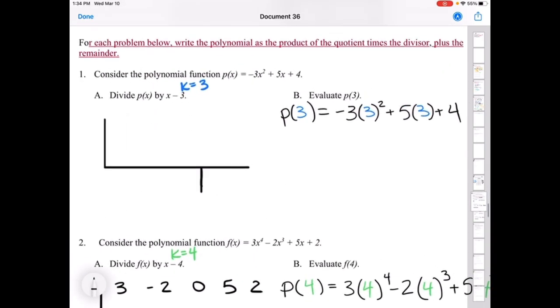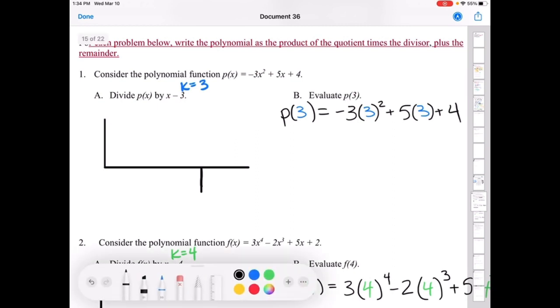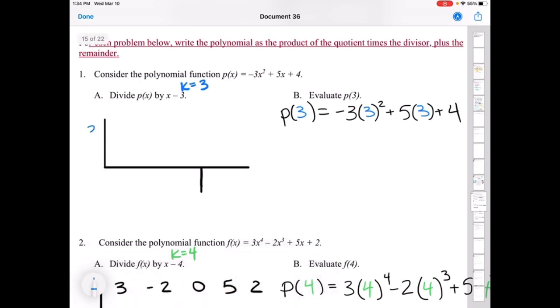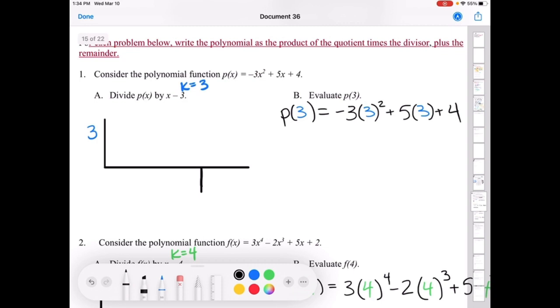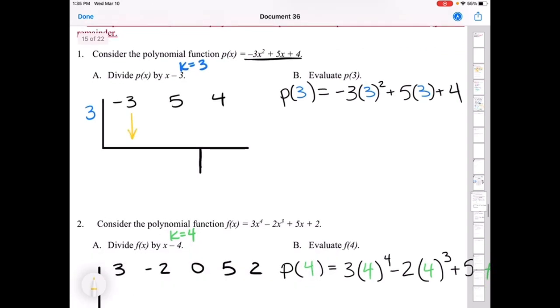So I'm going to do synthetic division, just because it's a little bit less work to look at it all at once. So I know that if I'm dividing by x minus 3, my k value is 3. And then I'm going to take the coefficients from the original polynomial. I'm going to bring down this negative 3. Don't do anything with it yet.